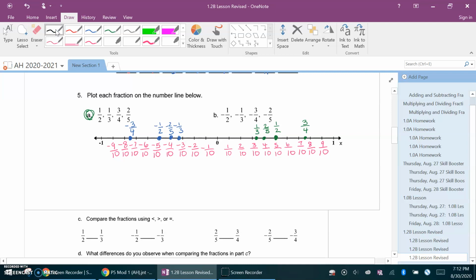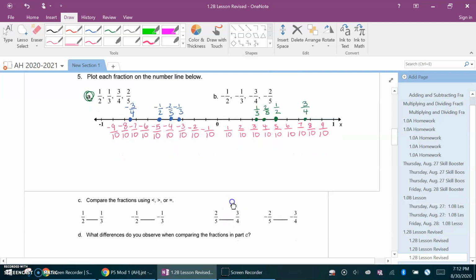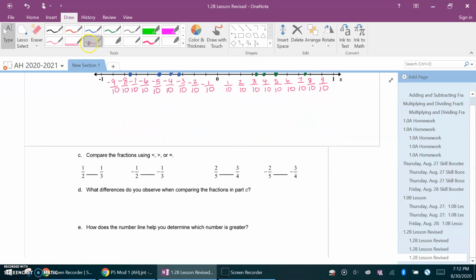Okay, let's take a look and see how you did. You want to make sure that you're looking at the numbers and seeing how they're going. And then C actually says to compare the fractions using less than, greater than, or equal to. Just as a reminder from last year, if it's facing this way, we're looking at less than, and if it's facing this way, it's greater than. That's because we read from left to right.